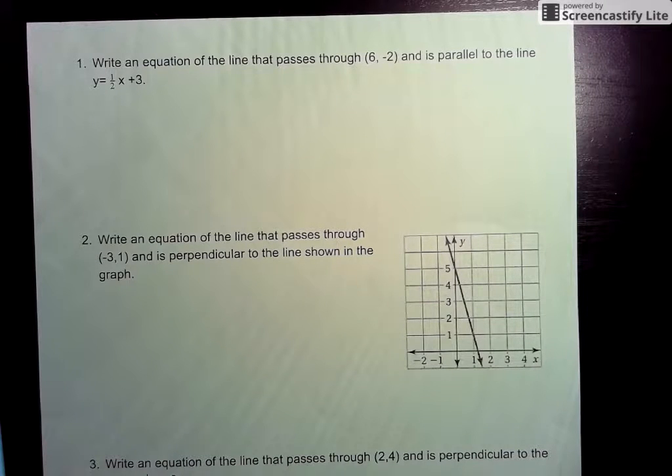This video is going to be on how to write an equation of the line when you are talking about parallel and perpendicular lines. And in this first question, it says write an equation of the line that passes through (6, -2) and is parallel to the line y equals 1/2 x plus 3.